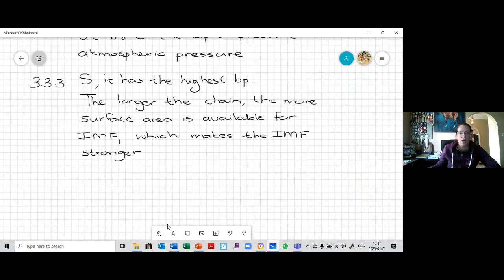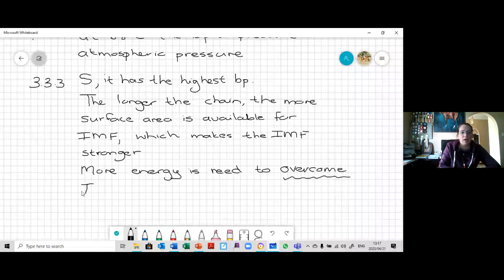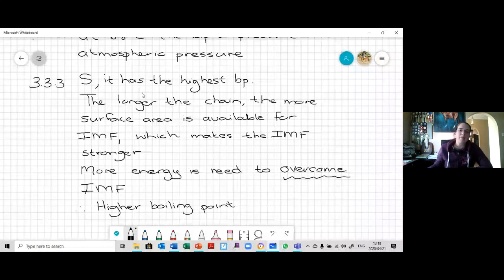Now we've got to say, why does IMF influence boiling point? Okay, so you say more energy is needed. An important word here, you don't say break intermolecular forces, you say overcome IMF. Therefore, it has a higher boiling point. Okay, you guys see the steps I follow, okay? I start by explaining what influence whatever we are investigating has on the IMF. Then, the stronger the IMF, the more energy I have to put in, the higher the boiling point.